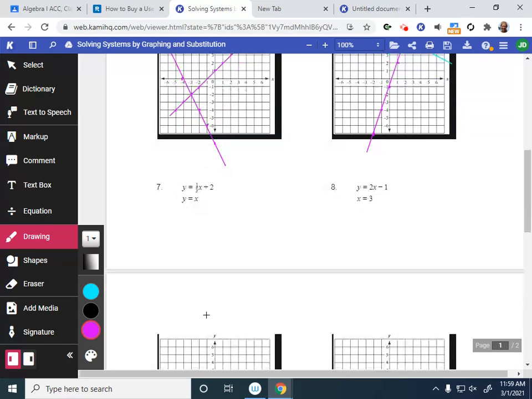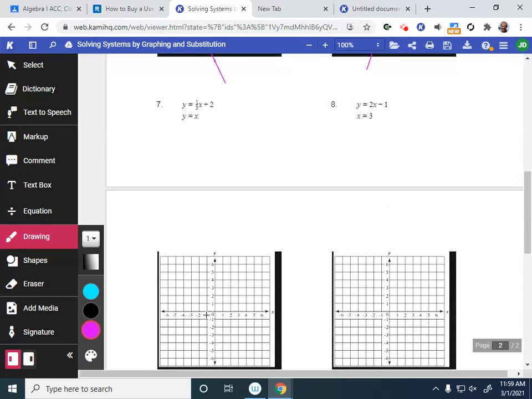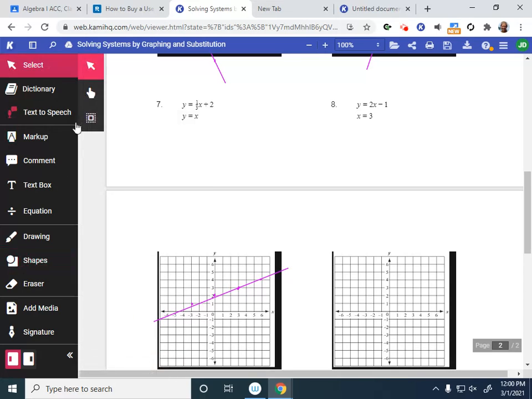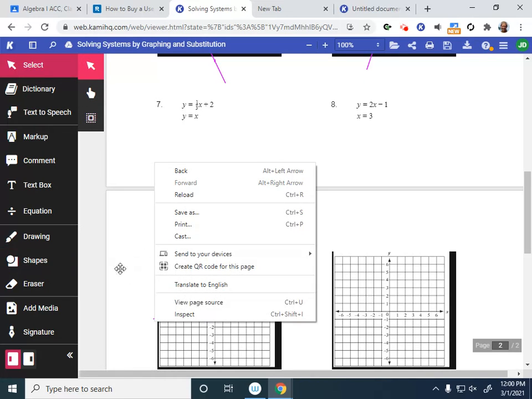Let's go down to 7 and 8. So first I'm going to graph y equals 1/3 x plus 2. So I'll go up to 2 for my y-intercept. And slope is 1/3, up 1 over 3, up 1 over 3, or also down 1 to the left 3. So I have this line. Missed the point a little bit, so I'm just going to adjust that. There we go, that's better.